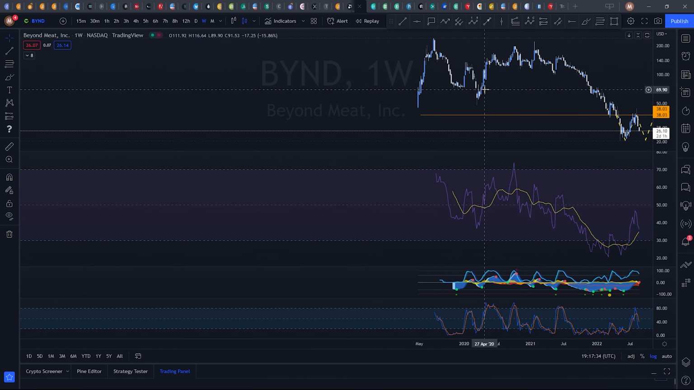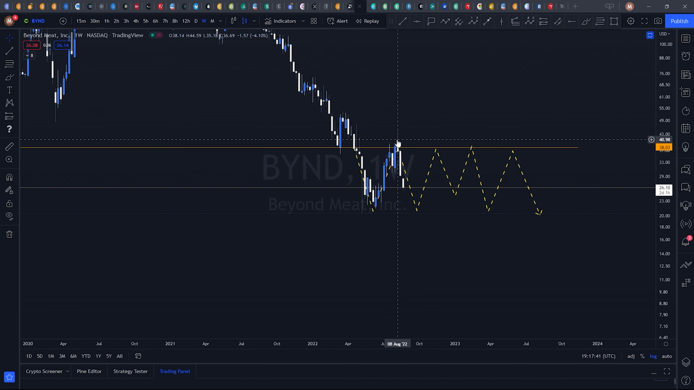Beyond Meat, we talked about it. Short here, long here. Short here, long here. What did it do? Dropped. So, short on Beyond Meat. If you're trying to get in a short now, you're late to the move. Let it hit its bottom, and then you can go ahead and try a long off of that position.